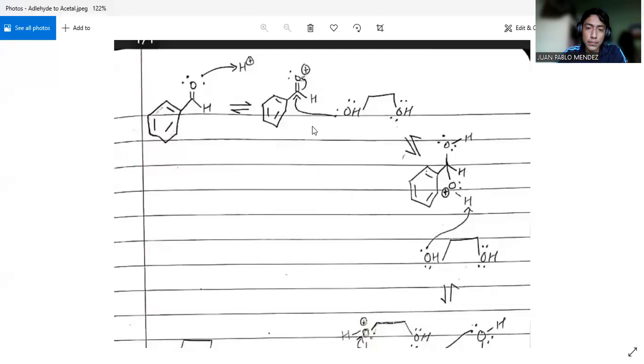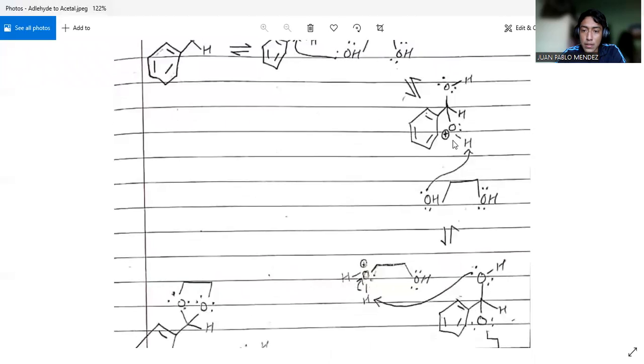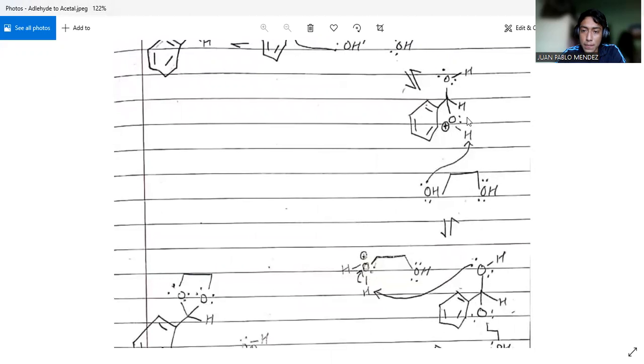And then the electrophilic carbon of the aldehyde carbonyl is attacked by the lone pair of the ethylene glycol, which causes the double bond here to break, which gives us a tetrahedral intermediate, as we can see here.